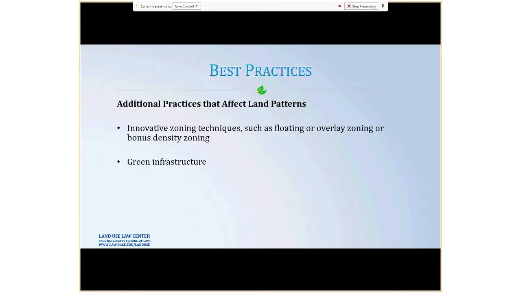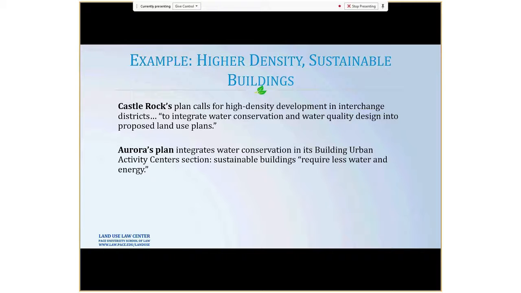So now I'm going to, next slide please, run through very quickly what we found in some of the communities where we worked, some of which were adopted while we were working there, and other parts of the country that align with what I just said. Castle Rock, Colorado's plan calls for high-density development in an interchange district. This again moves in the direction of changing settlement patterns that are much more water conserving. Aurora's plan does the same thing, integrating water conservation in its building urban activity center section of its comprehensive plan, which requires less water and less energy.